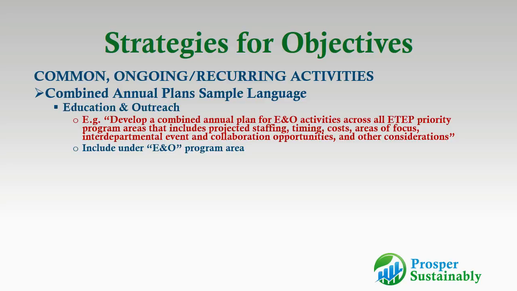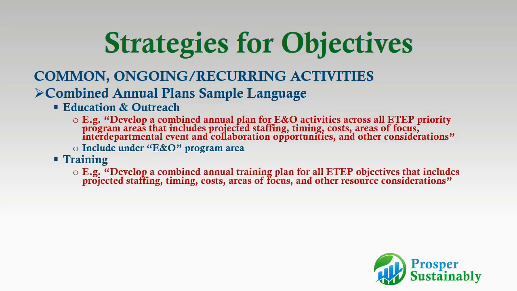So you have the separate specific education outreach related activities objectives for each area, and then you have the developing of the combined annual plan, which will include all areas in one document. You list this objective just once under your education outreach program area, and you list it for 2016, 17, 18, 19, and then 20 if you have a 5-year plan. Training is a very similar activity: develop a combined annual training plan for all ETEP objectives that includes staffing, timing, etc.